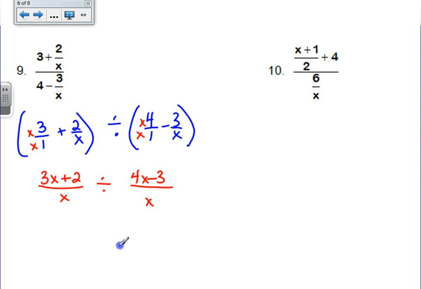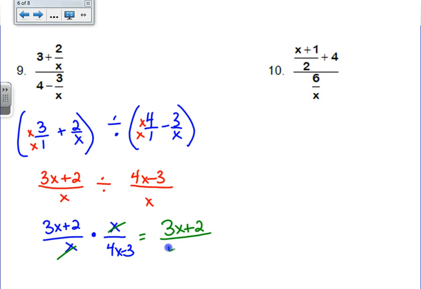Now think back to our previous lesson. When you divide fractions, what you do is you keep the first fraction how it was, but then you're going to multiply by the reciprocal of the last fraction. And this works out great because the x's are going to cancel out, and your final answer is 3x plus 2 over 4x minus 3.